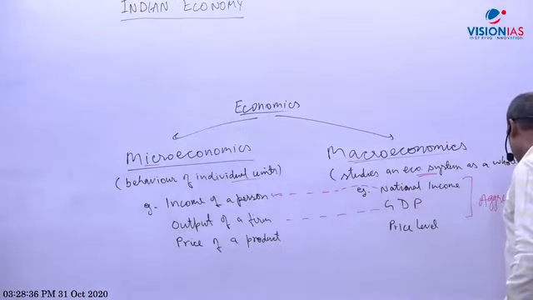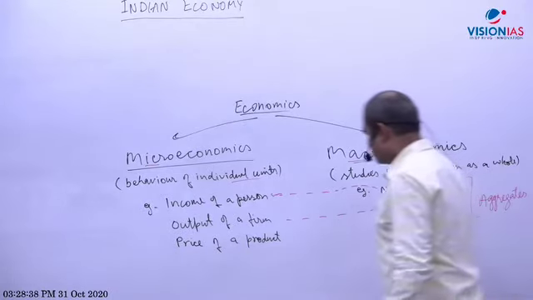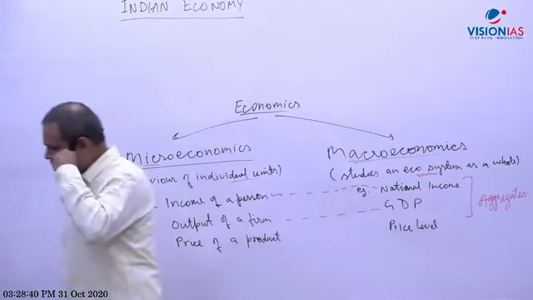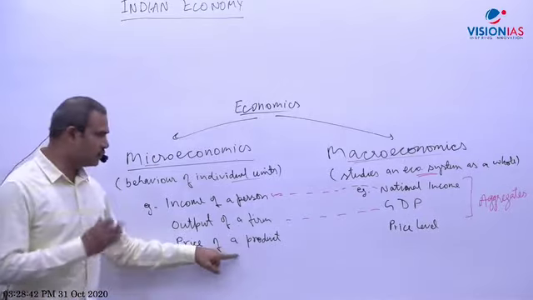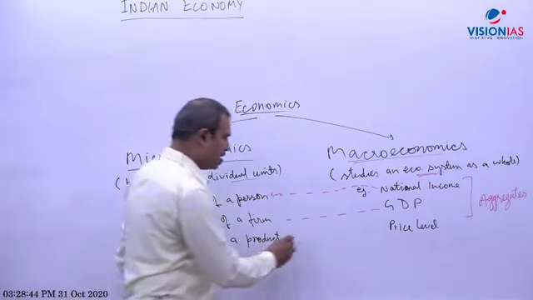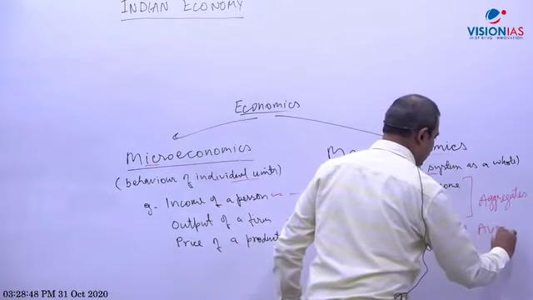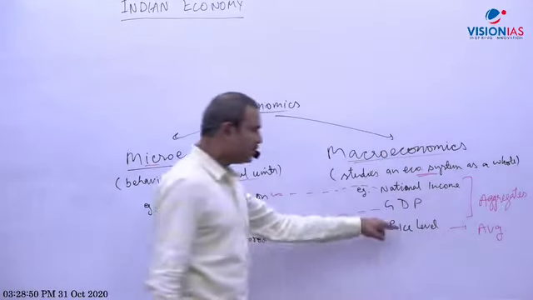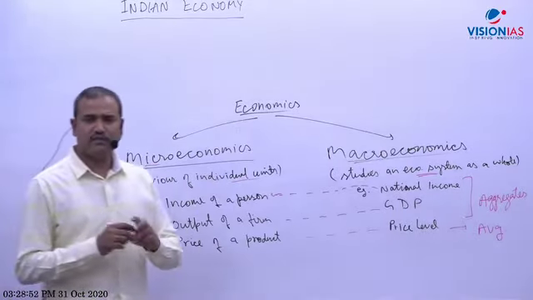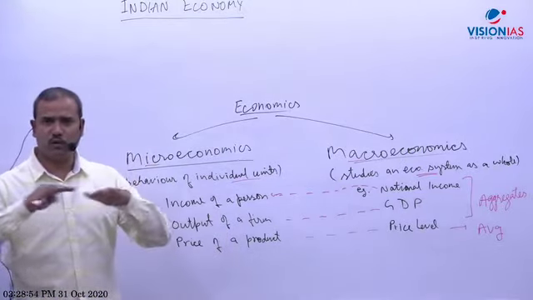Aggregate means total. These are aggregates. The other thing is this: here we study the price of a product, and here we study the price level. So price level is average prices. So this is the average. When we say price level, it means average prices in the economy, so overall in the country.